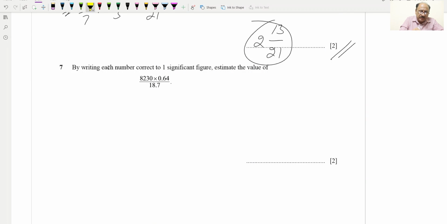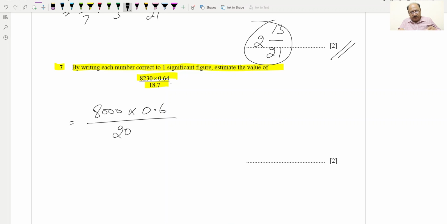Question 7 says by writing each number correct to one significant figure, estimate the value of this one. We have to change to one significant figure. So 8230 we can write as 8000, and this will be 0.6 to one significant figure, and 18.7 can be written as 20 for one significant figure.